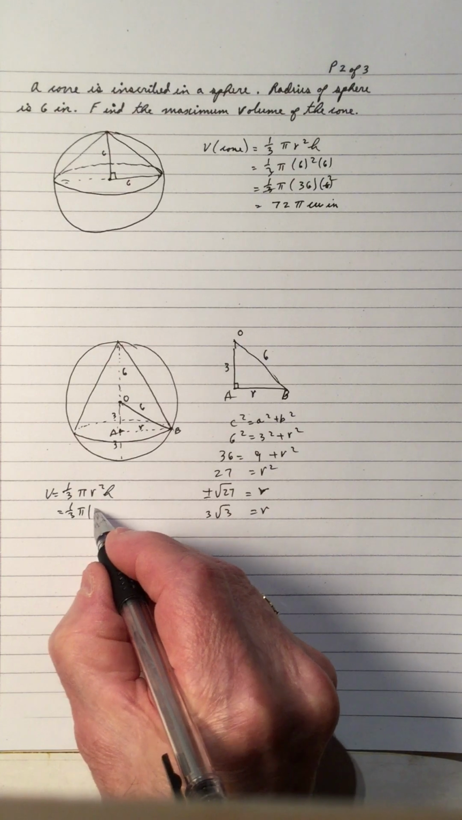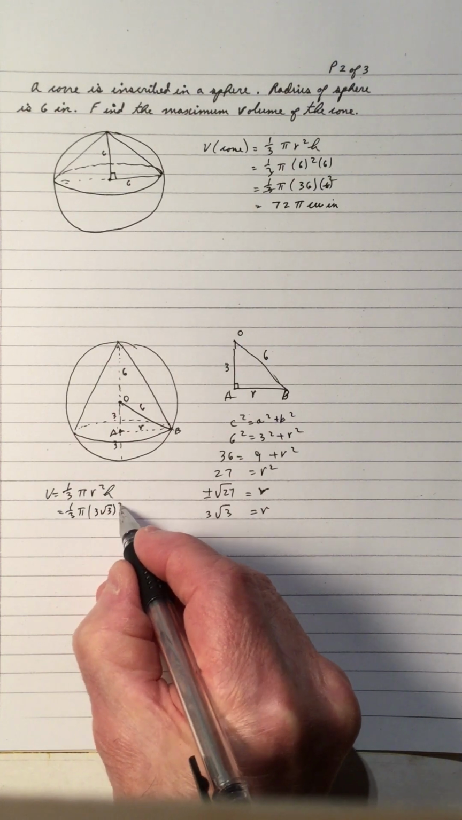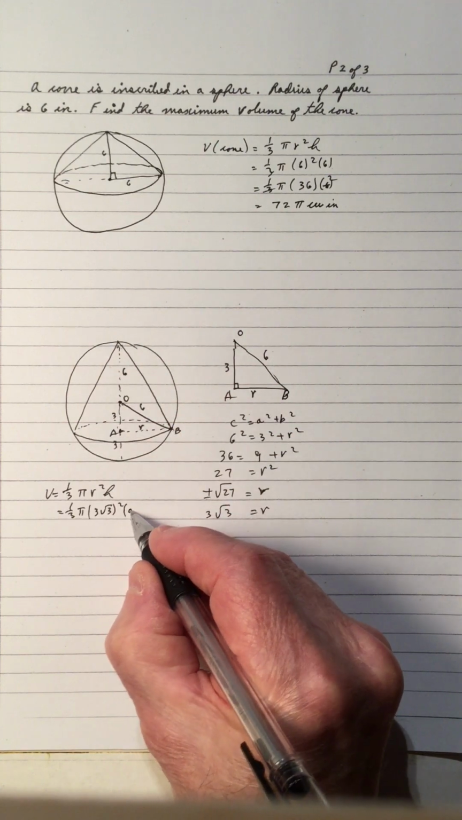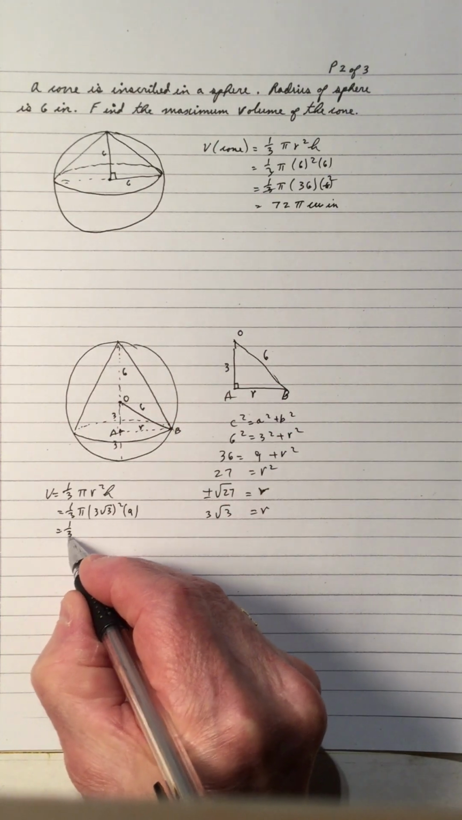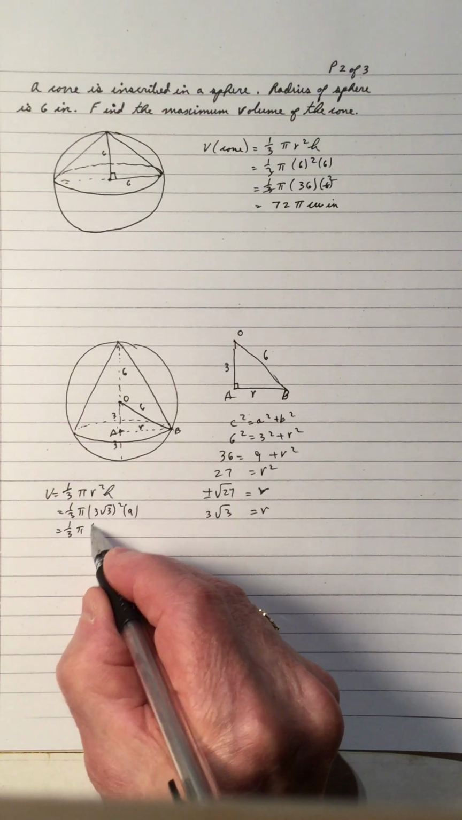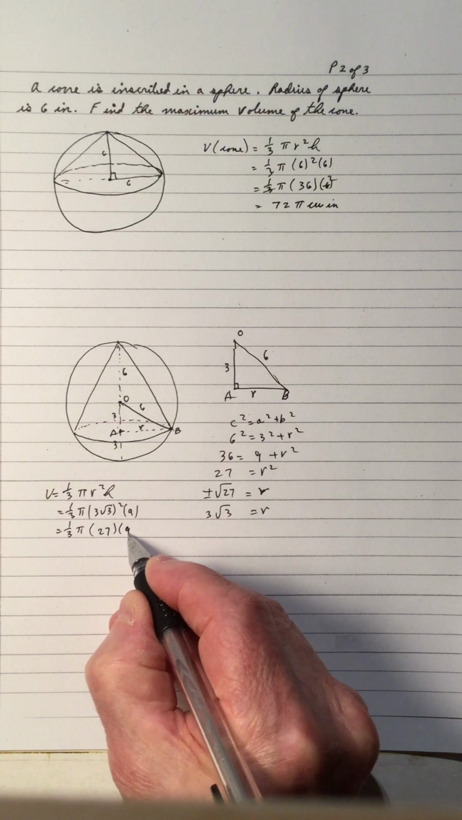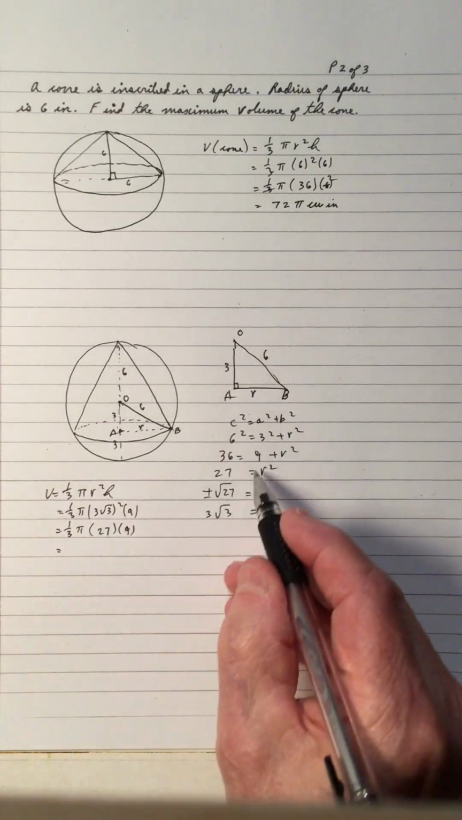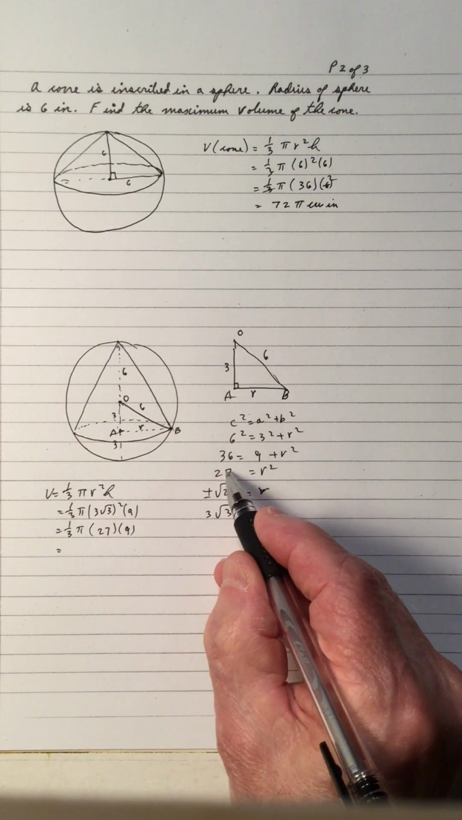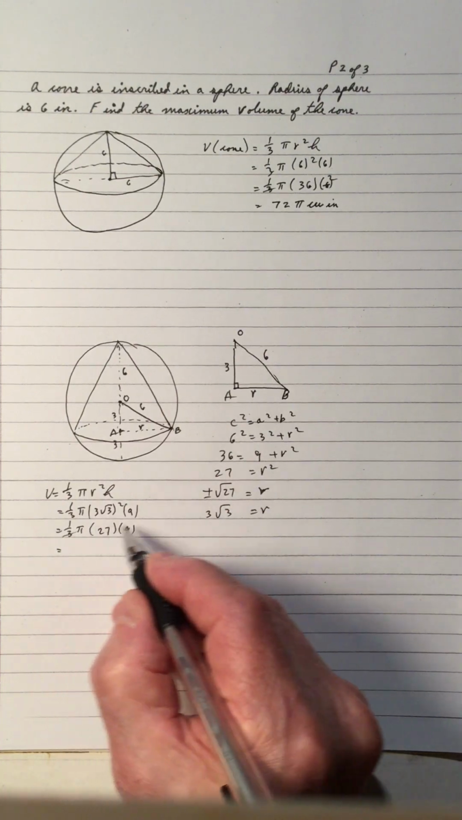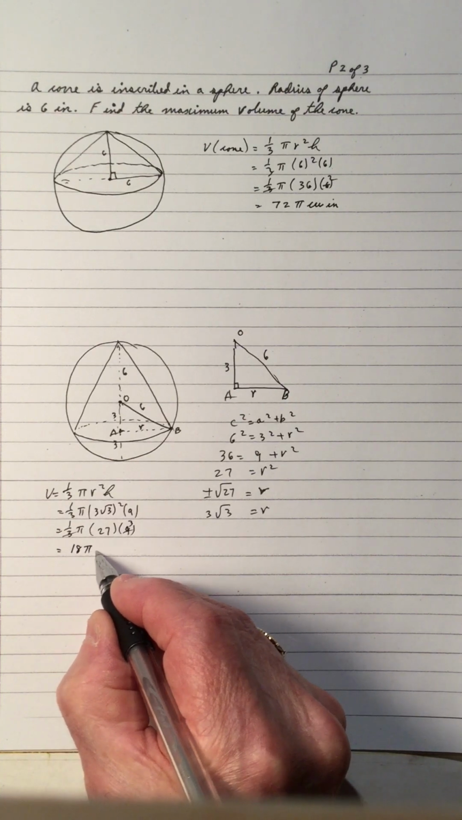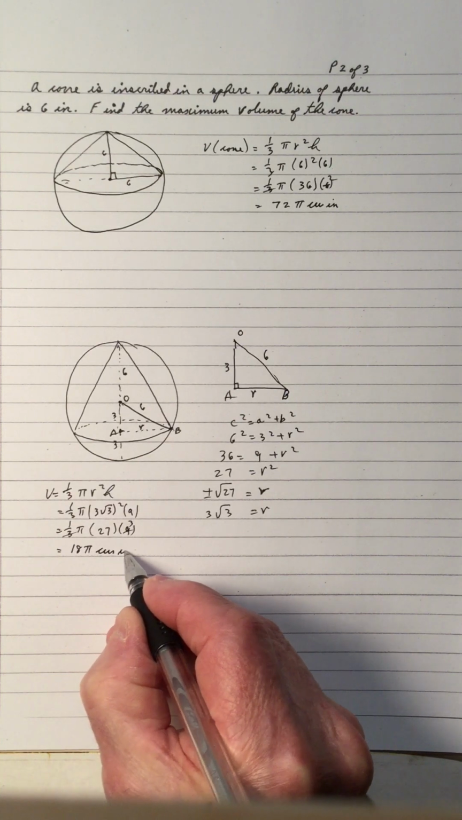So the radius is 3 root 3, squared, times the height, which I made 9. So that's 1/3, and 3 root 3 squared is 27 back, because if the square root of 27 is 3 root 3, then 3 root 3 squared should give 27. So 3 into 9 goes 3, so that gives you 81 pi cubic inches.